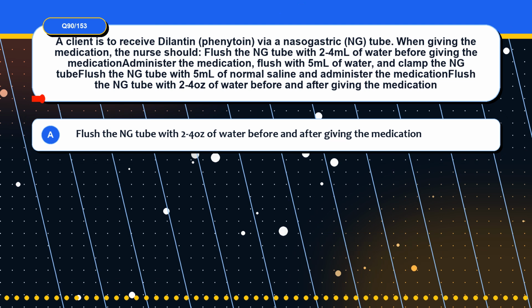Question 90. A client is to receive Dilantin phenytoin via a nasogastric NG tube. When giving the medication, the nurse should flush the NG tube with 2-4 ml of water before giving the medication. Administer the medication, flush with 5 ml of water, and clamp the NG tube. Flush the NG tube with 5 ml of normal saline and administer the medication. Flush the NG tube with 2-4 oz of water before and after giving the medication. Here are the options. Option A. Flush the NG tube with 2-4 oz of water before and after giving the medication.